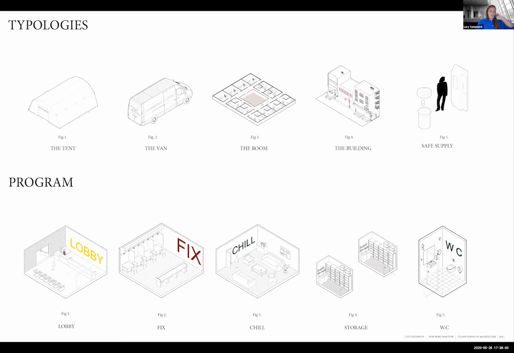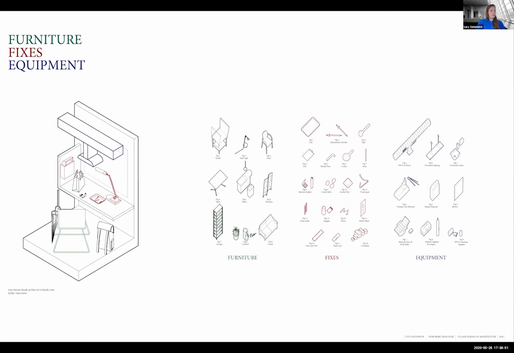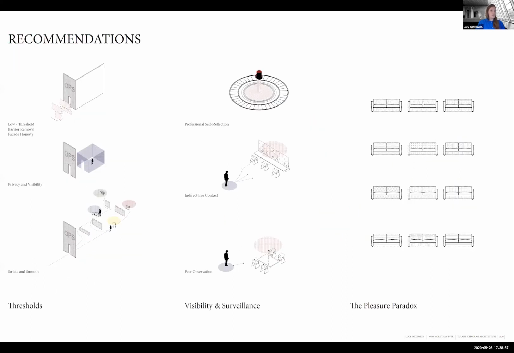The manual expands on typologies and program case studies, including program layout through floor plans and perspectives, fixtures and equipment, which outlines lists of needed harm reduction supplies, medical equipment, and furniture, and recommendations regarding public-private relationships, thresholds, and what I call facade honesty.